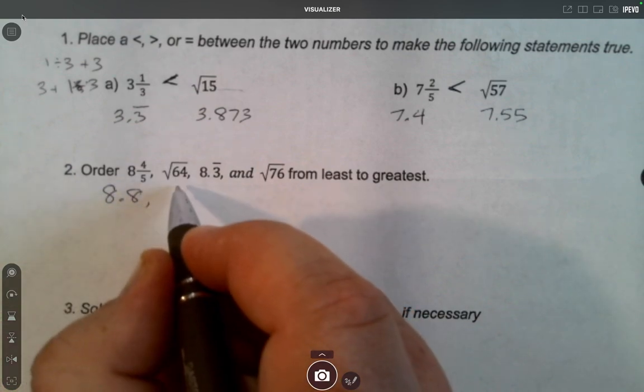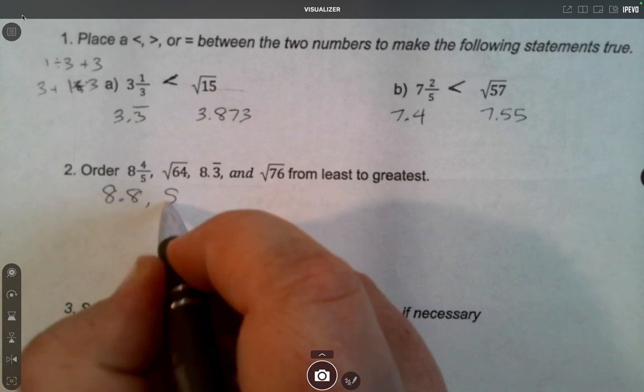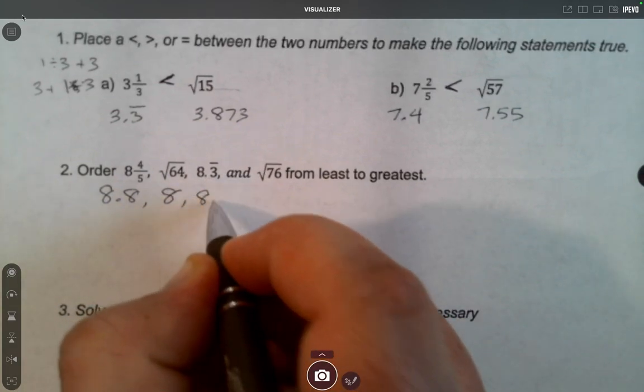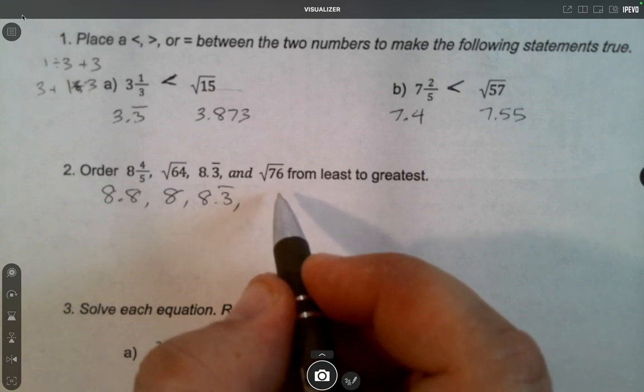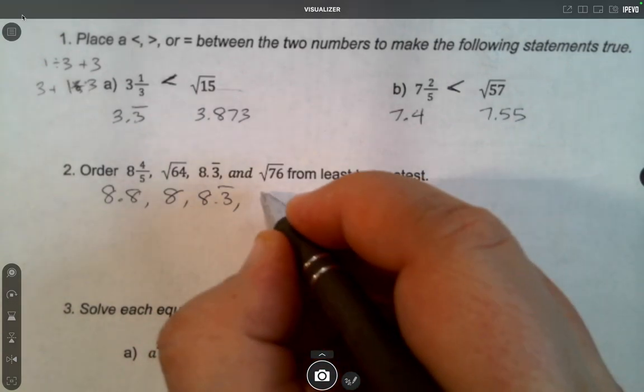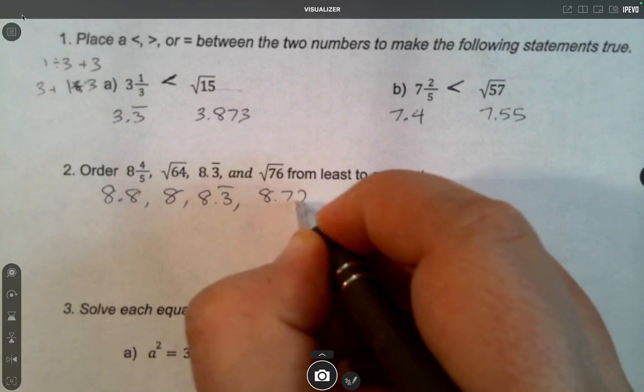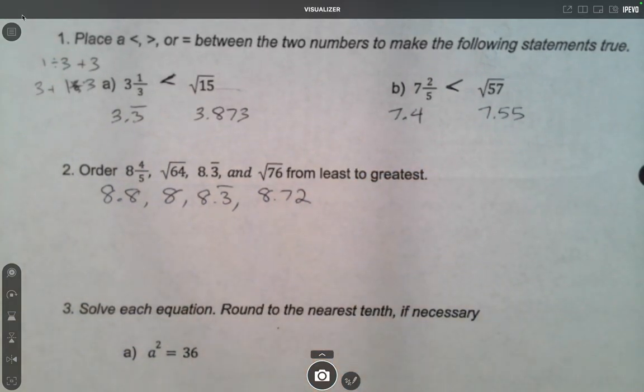You should know this one by now. The square root of 64 is 8. This one's already a decimal. And then you can type the square root of 76 in your calculator. It's 8.72. Okay.